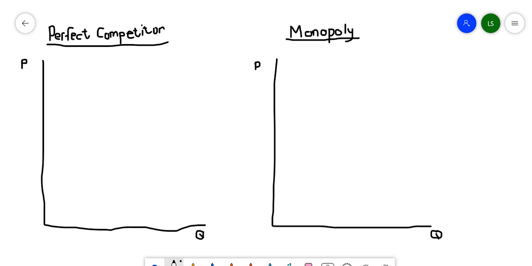Okay, so you're going to draw two axes for me. The first one is going to be for the perfect competitor and the individual producer in the perfect market. Price, or revenue and costs, on the vertical axis, and quantity or output on the x-axis. And the second axis is for the monopoly. Same thing, vertical axis is cost and revenue or price, and the horizontal axis is for quantity.